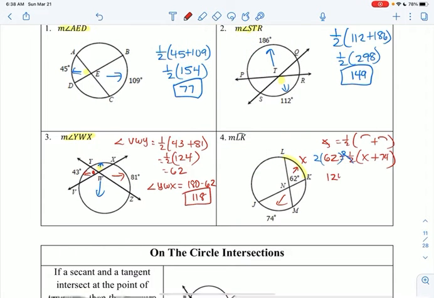So I have 124, but then I don't have the fraction anymore. I just have a regular equation. And to solve for x, I'm subtracting 74. X equals 50.